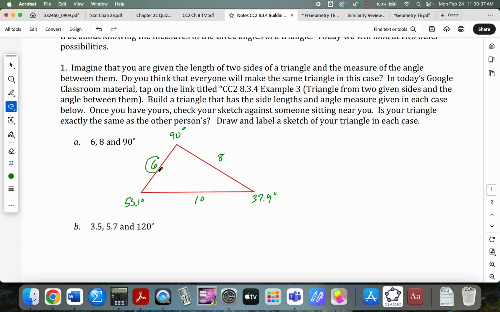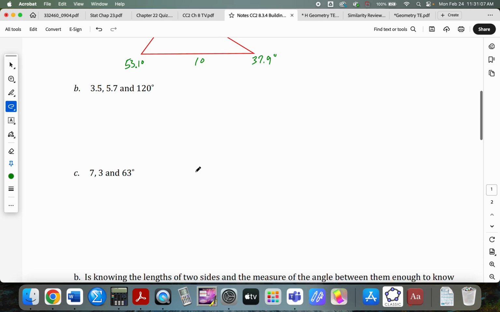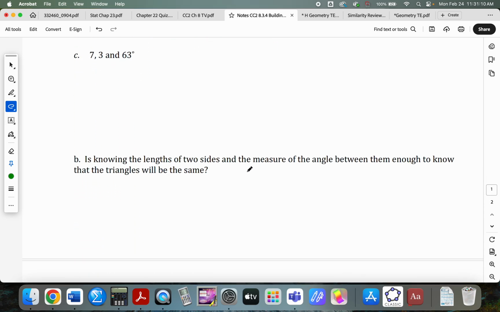The sides that we know, these two sides to start with, and the angle that's in between them. It has to be the angle that's in between them. Sometimes books will call that the included angle. It's not super important that you know that word now, but you'll need to know it when you get to geometry. It's called the included angle because it's in between those two. If you have those two sides, you have this angle. It's called the included angle. So, is knowing the lengths of two sides and the measure of the angle between them enough to know that the triangles will be the same? Yes or no? Yes.